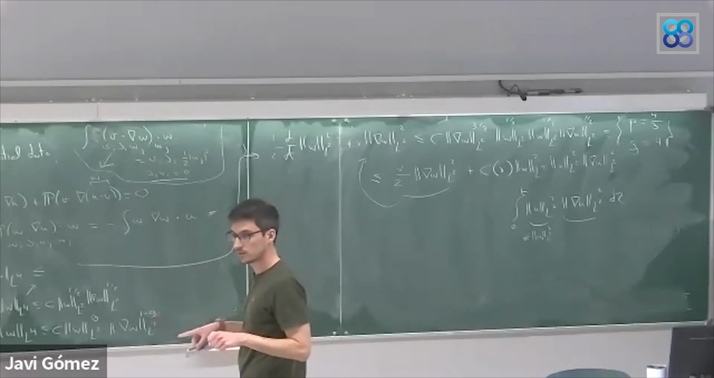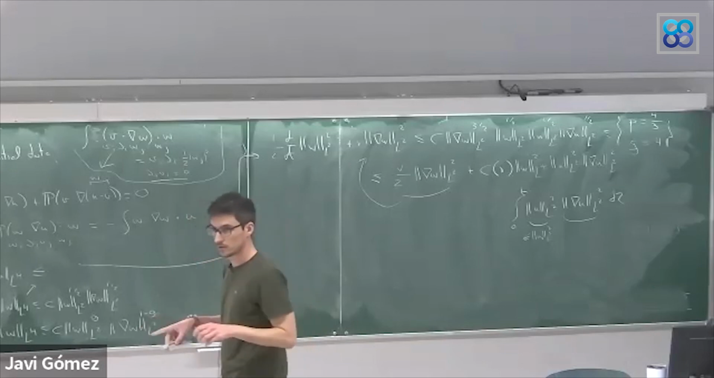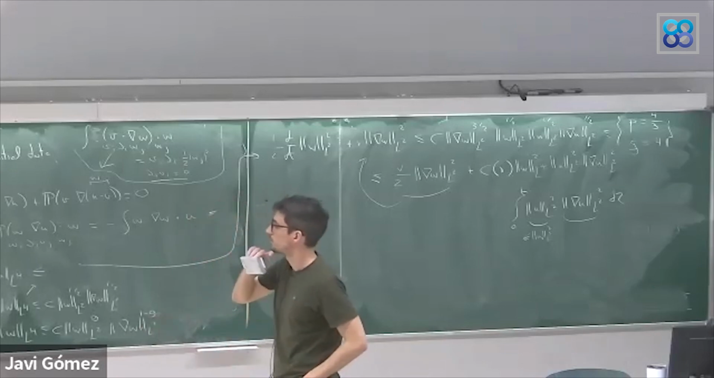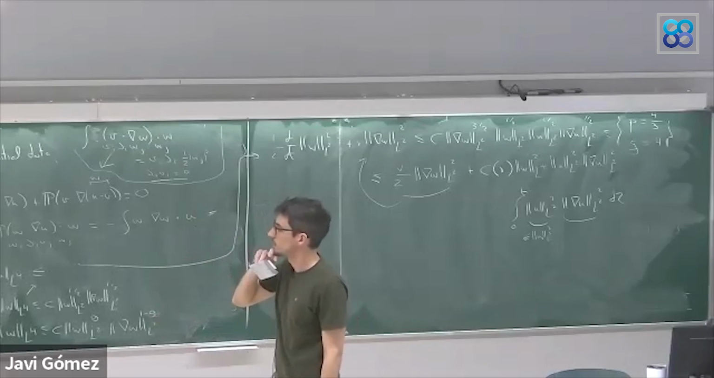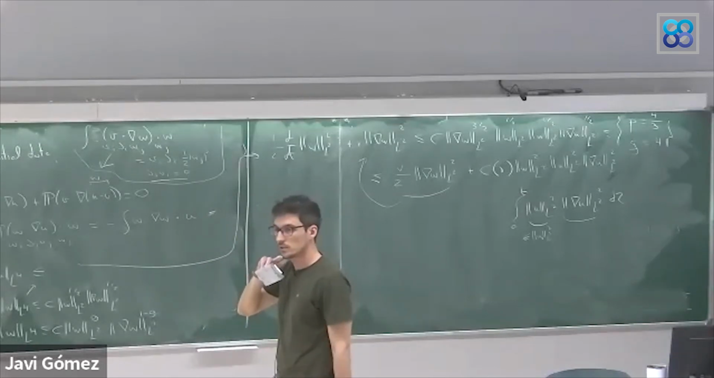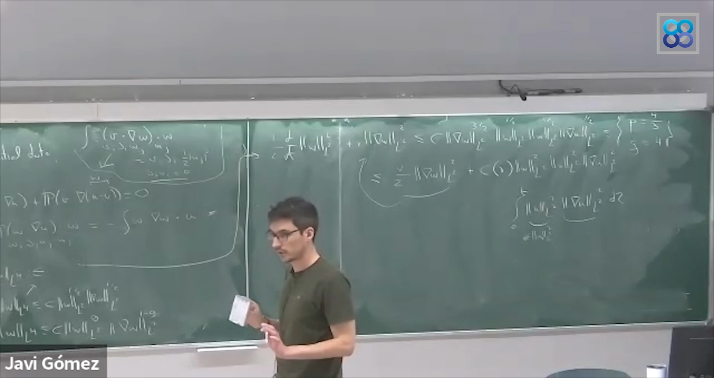I'm sorry, but I thought that the theorem of Leray just said that any L2 solution satisfies this inequality. No, I think it's the other thing. The statement should be read that there is one weak solution that moreover satisfies this inequality. I think that's the statement.